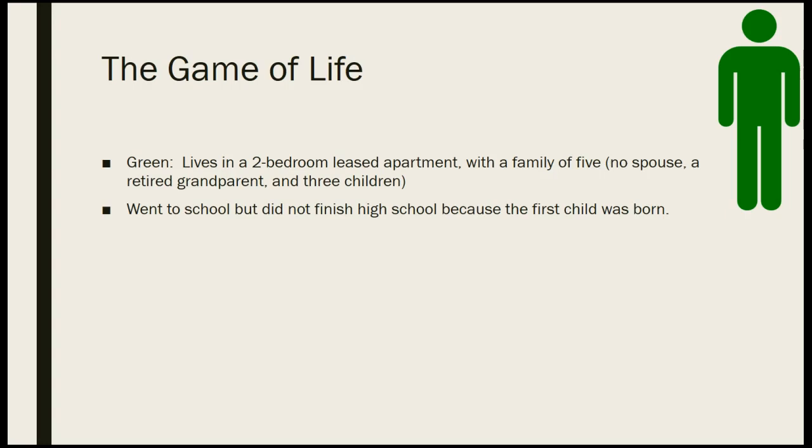Okay, so if you picked green, you are an individual that lives in a 2-bedroom leased apartment with a family of 5, no spouse. You are a retired grandparent with 3 children. You did go to school but did not finish high school because that first child was born. So you had to drop out of high school because you had your first child coming along the way.